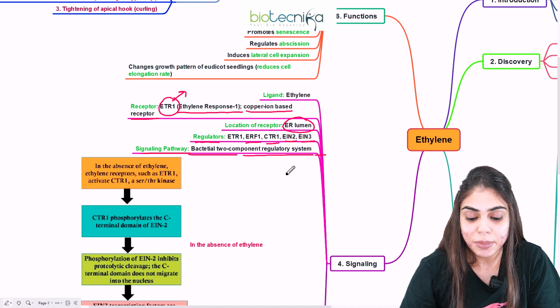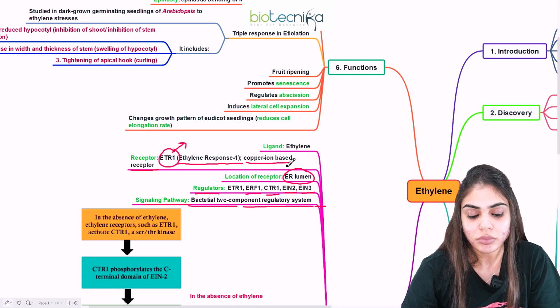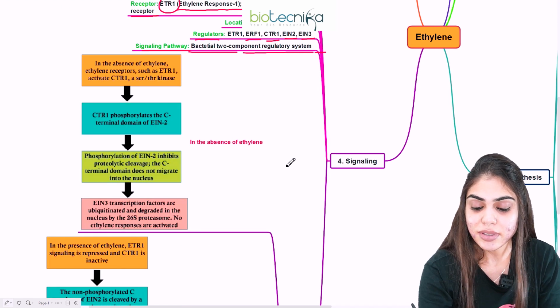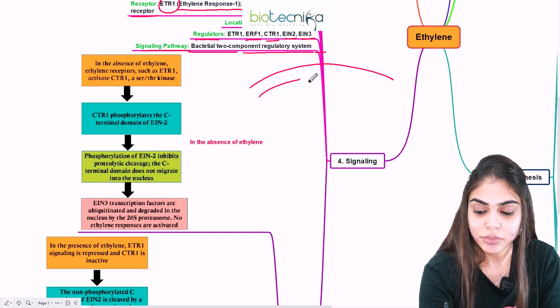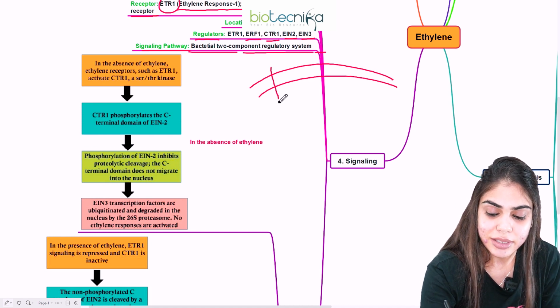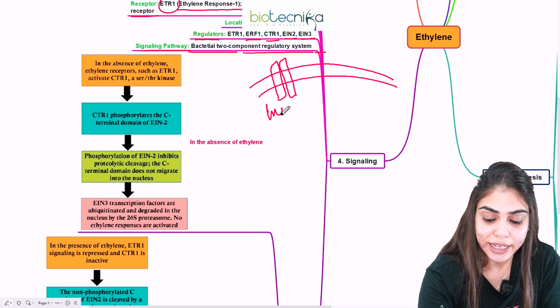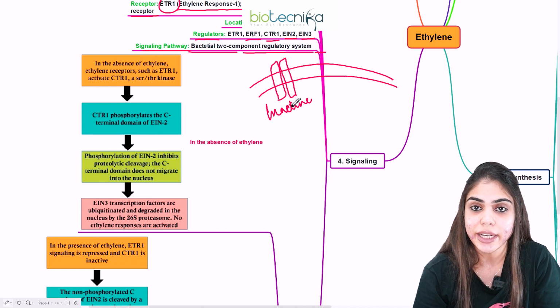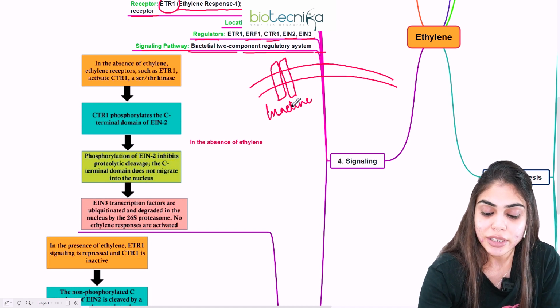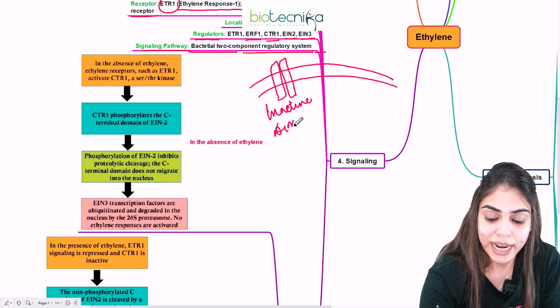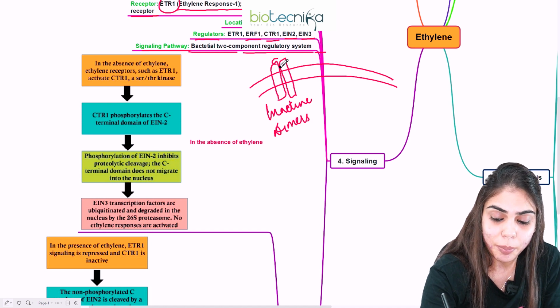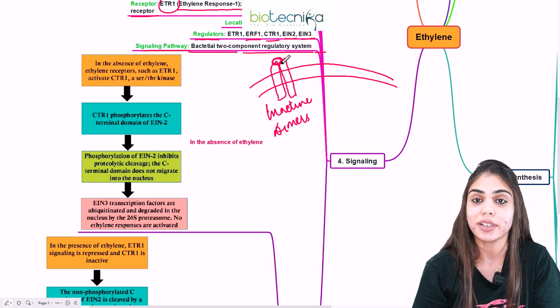Now let us see what happens in the signaling pathway. So suppose this is a plasma membrane. Here the ethylene receptor, that is ETR1, is present in the form of dimer. So suppose this is ETR1 which is present in the form of dimer, but this is inactive dimer because there is no ligand for this receptor. And what's the name of the ligand? It's going to be ethylene. So they are inactive dimer that is associated with some copper ion because they need copper ion for their functioning.